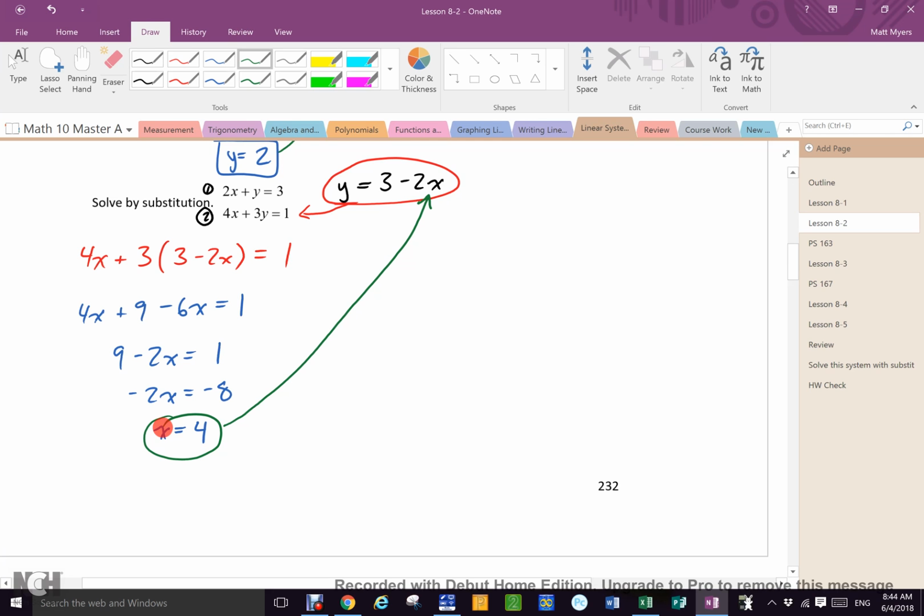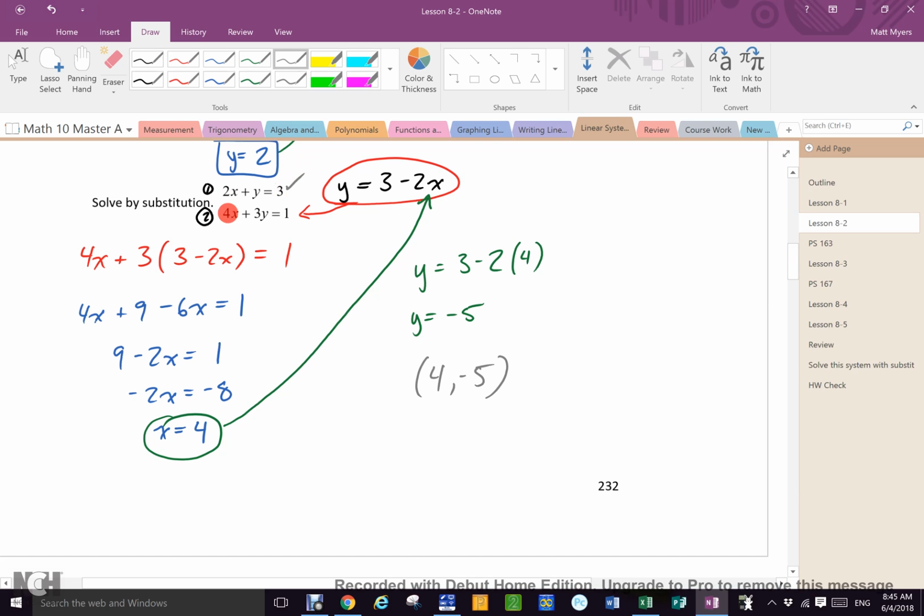Right? So y equals 3 minus 2, not x, but 4. So y equals 3 minus 8, which is negative 5. What is my ordered pair? 4, negative 5. And then I check. What's 2 times 4? 8. Minus 5? 3. Are we correct? Yes.